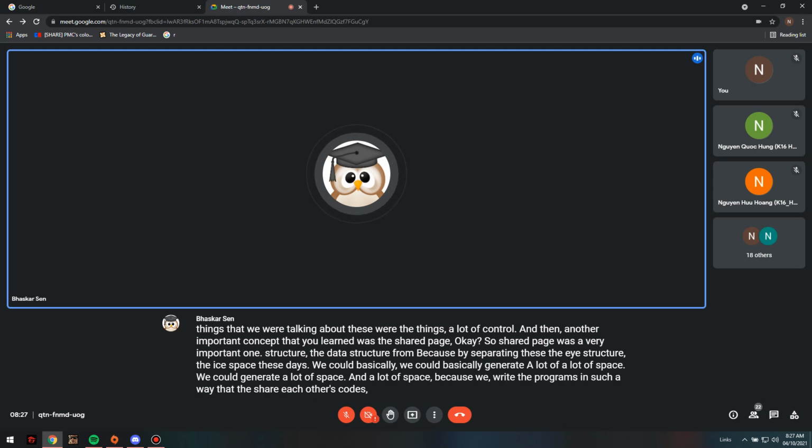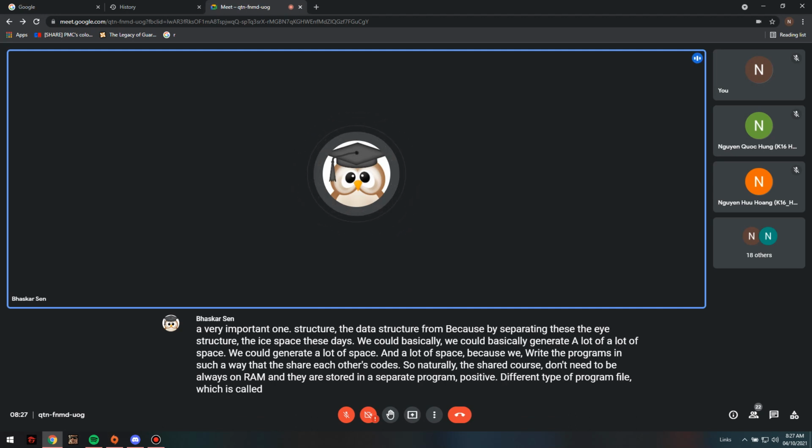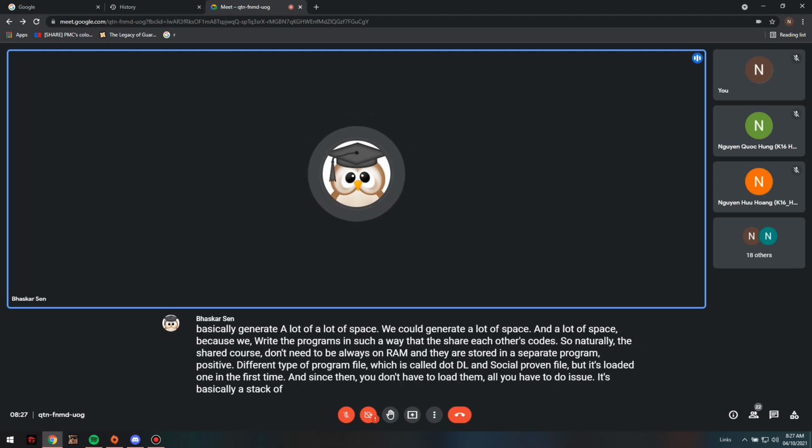So naturally, the shared code doesn't need to be always on RAM, and it is stored in a separate program file. It's a different type of program file, which is called .dll. And it's also a program file, but it's loaded only the first time. And since then, you don't have to load it. It's basically a stack of functions that you have.